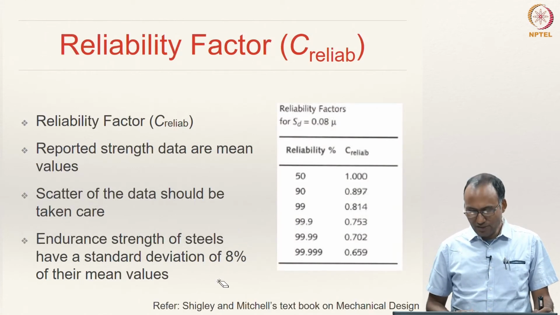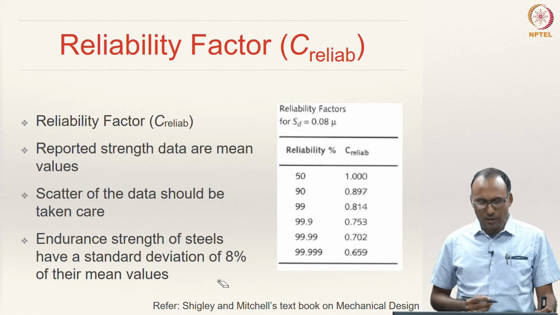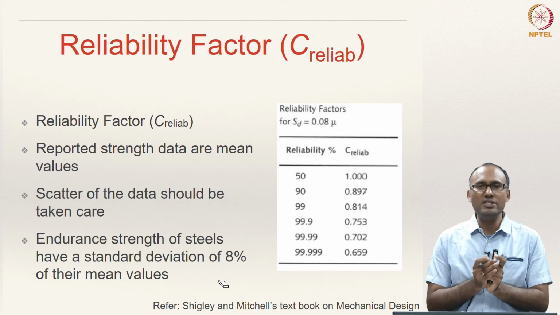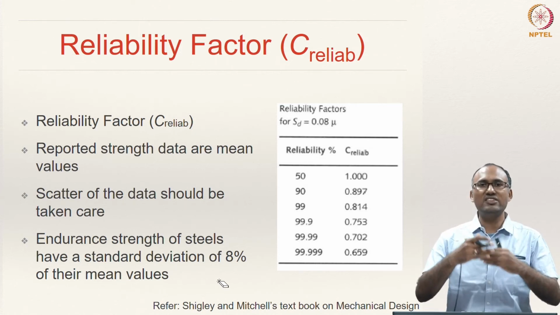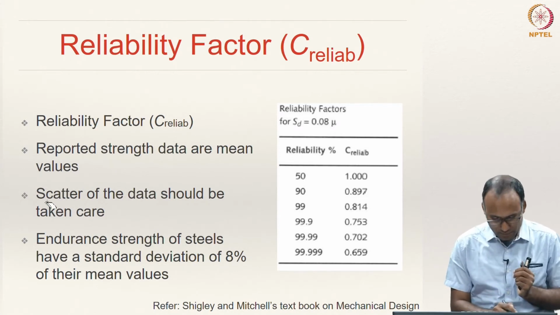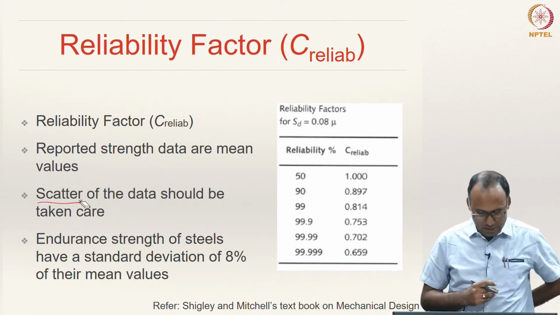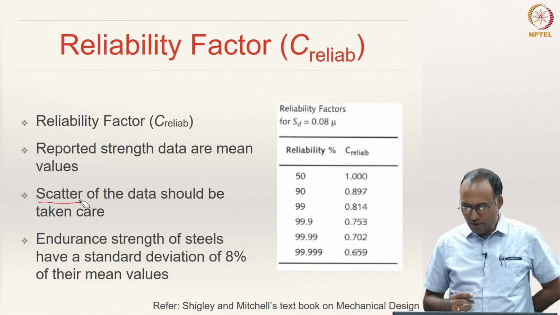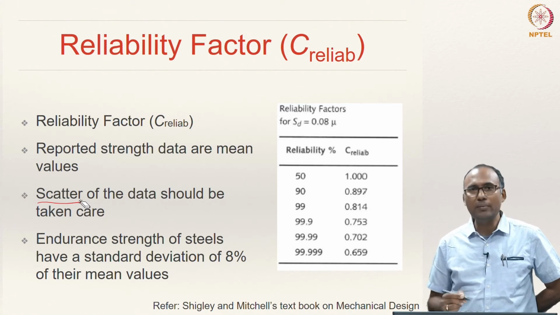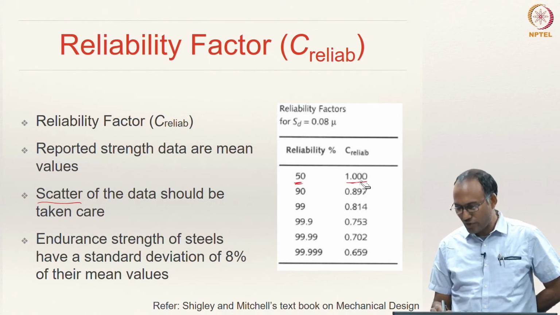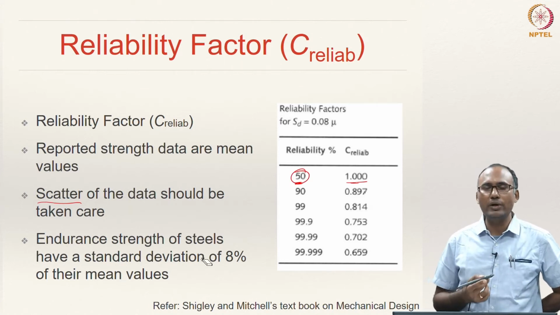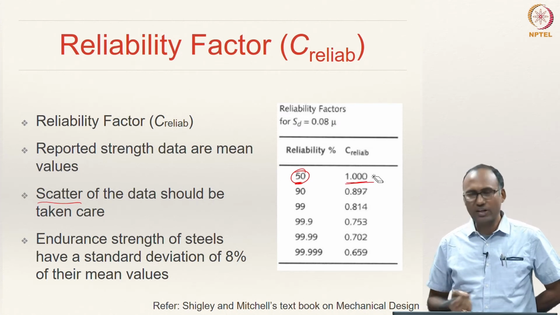And the reliability factor, because we know that the reported strength data in the literature are not definitive, which means they have a range, there is a standard deviation, there is an error bar associated with the strength data, and there is always some scatter. So, you need to take care of the presence of the scatter through the reliability factor. If you are expecting 50% reliability of your component's performance, then you give C reliability 1.